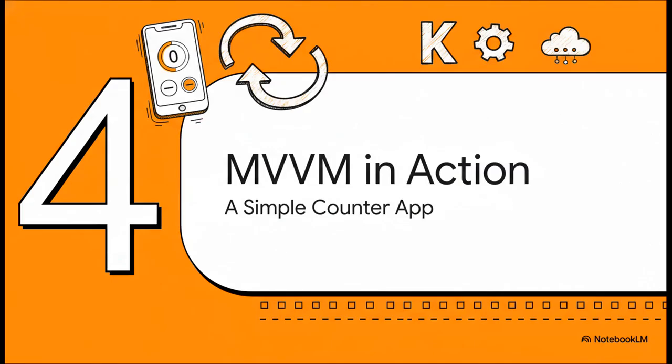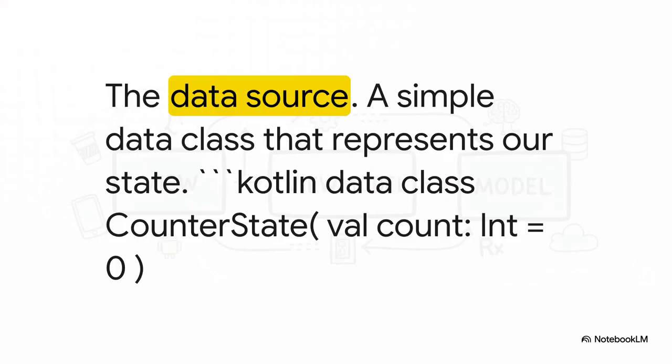Okay, theory is great and all, but let's make this real. We're going to walk through a super simple counter app to see exactly how these three pillars work together in Kotlin. First up, the model. In our case, it's about as simple as it gets. It's just a Kotlin data class called CounterState. Its only job, its entire purpose in life, is to define what our data looks like. Here, it just holds a single number, the count. That's it. No logic, no funny business, just the state.